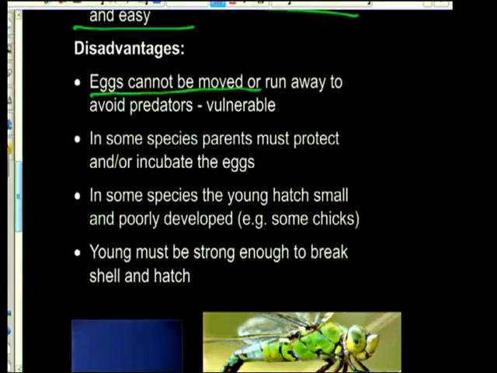Disadvantages: eggs cannot be moved, or the egg itself can't run away to avoid predators. So the egg itself is vulnerable. If the egg is left unattended, the predators come, they're going to eat the eggs. Okay? In some species, parents must protect and or incubate the eggs. Like in birds, the male and females take turns to incubate the eggs. So there is energy being used, and there is that degree of wasting time and energy.